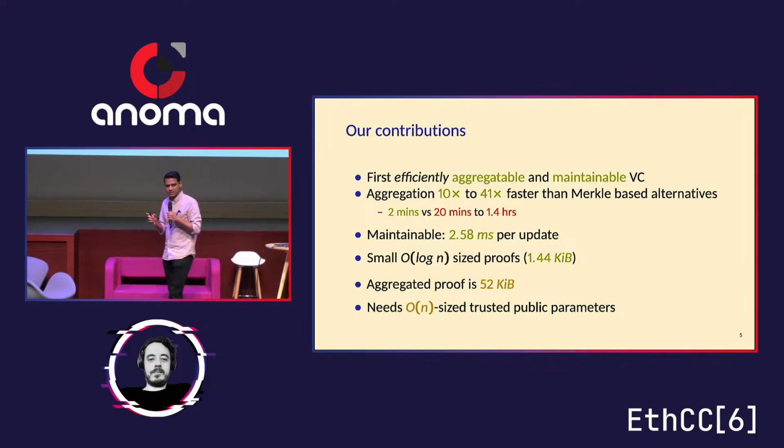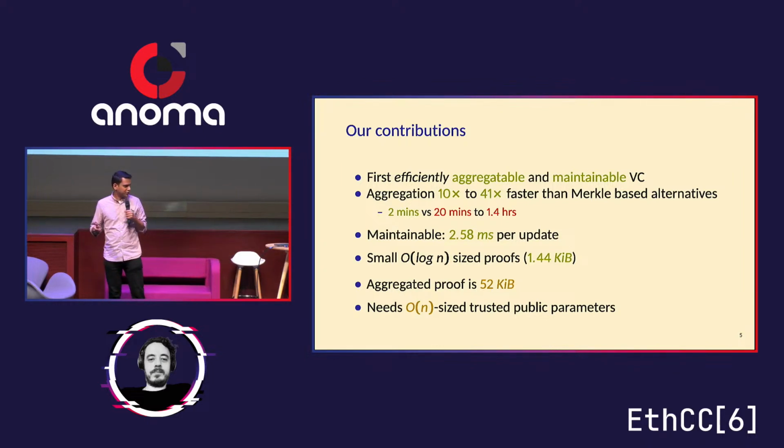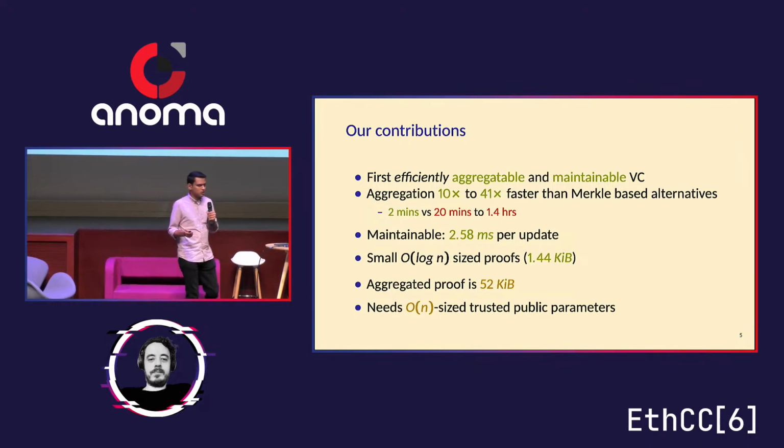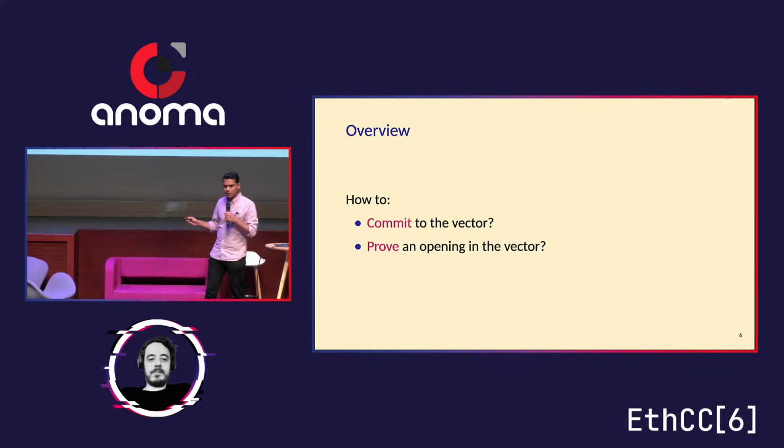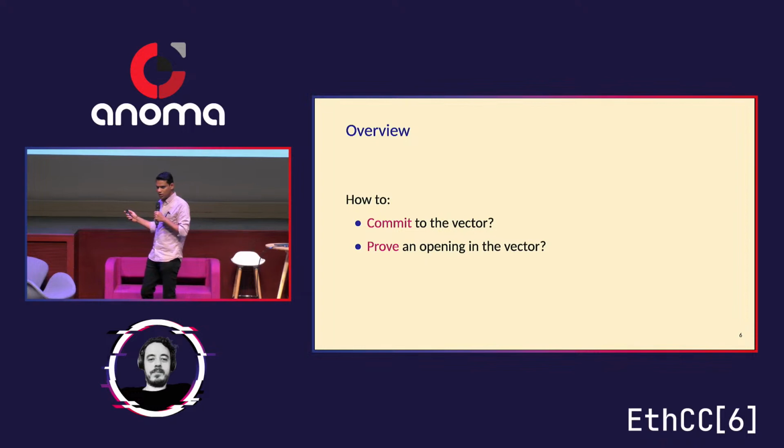Our aggregated proof size is slightly large. It's around 52 kibibytes. And we also need linear size trusted parameters, where linear is in the size of the vector. So a quick heads up, this has slight technical details. Even if you skip them, you should be able to follow the rest of the talk.